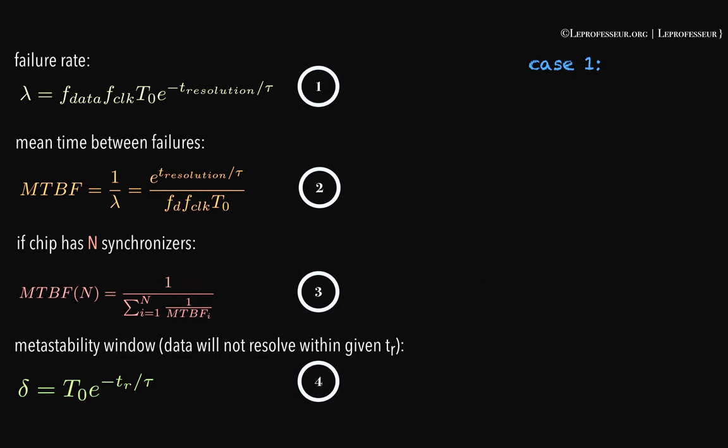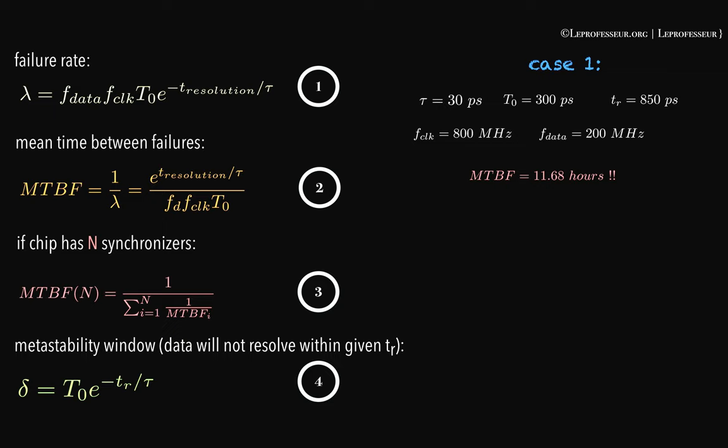Now let's talk through some examples of how these numbers relate. Let's say a typical case one where I have tau 30 picoseconds, T0 300 picosecond window, resolution time TR 850 picoseconds. Clock frequency is 800 megahertz. Data is changing at a speed of 200 megahertz. So what's going to be the mean time between failures? It is 11.68 hours. Crazy. It means within 12 hours, your chip is getting into a metastable state and it's not working. Not good. Very, very bad.